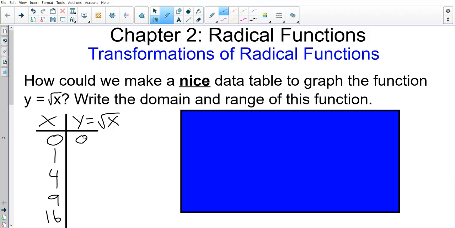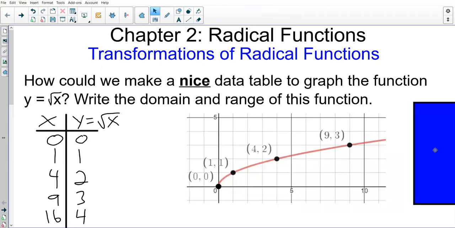So square root of 0 is 0, square root of 1 is 1, square root of 4, I get 2, 3, and then 4. And if I look at the graph that I have over here, we see what we've already seen. We have half of a parabola on its side. But in terms of thinking about mapping rules as we go to start doing transformations on it, being able to think about what the nice data table would look like, so I'd be able to have points that I'd be able to easily graph, is a really good thing for us to do.